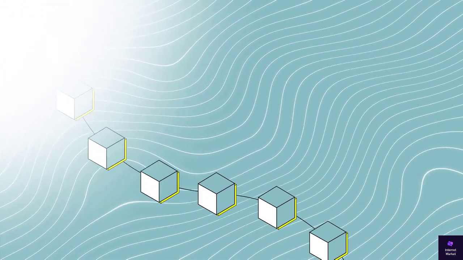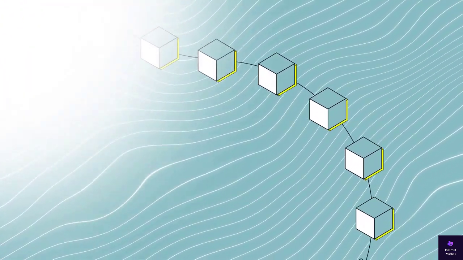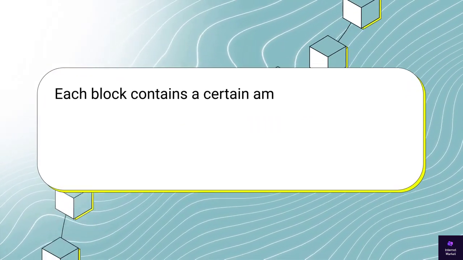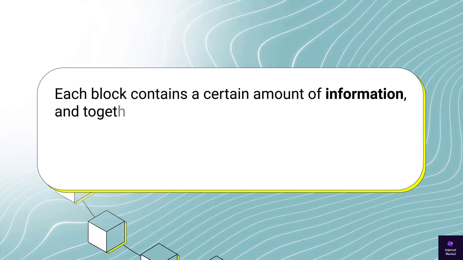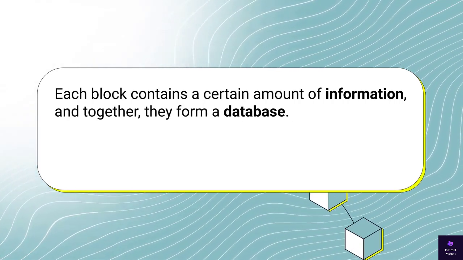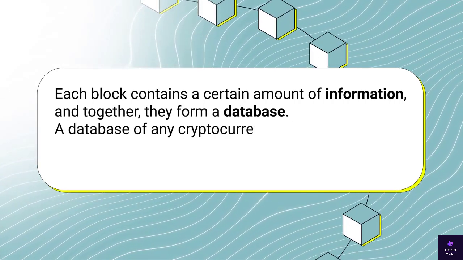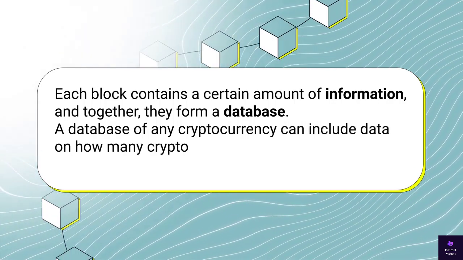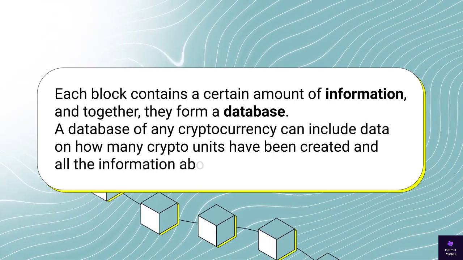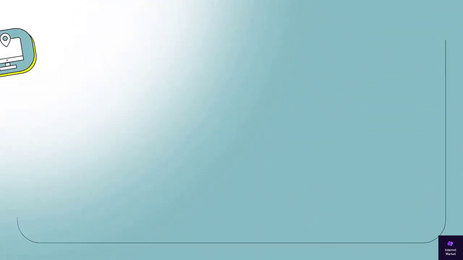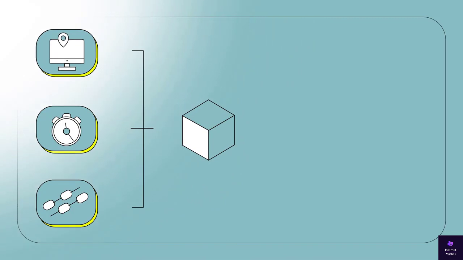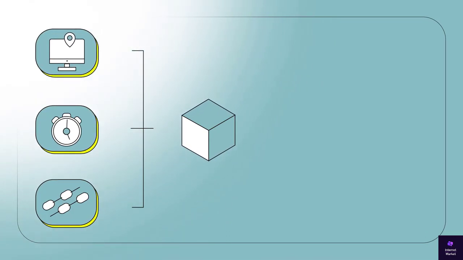Obviously, blockchain isn't an address book. It's literally a chain of blocks. Each block contains a certain amount of information, and together they form a database. What can a database of any cryptocurrency store? Well, it can include data on how many crypto units have been created and all the information about their movement, which addresses each unit was transferred to, the complete transaction chain, its timing, and other details.